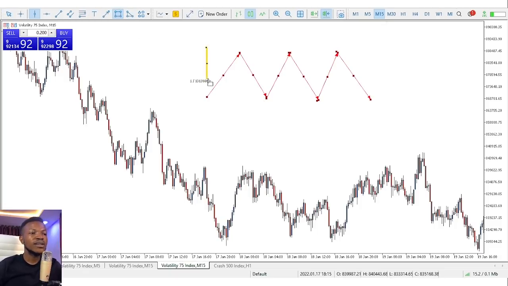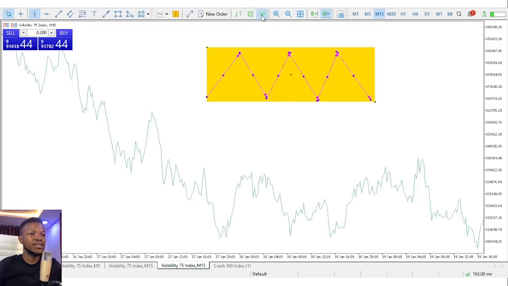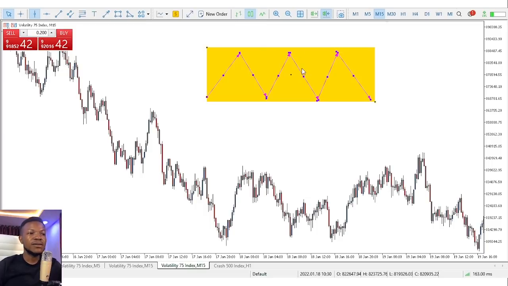So now when we're talking about the first type of market structure, it is called the ranging market. The ranging market has equal highs and equal lows, right? The top here is the high, the bottom here is the low. That is it. Equal highs and equal lows. So when you see every of this structure, whether in a line chart, just like this, or in a candlestick chart, or in a bar chart, it still applies that way.